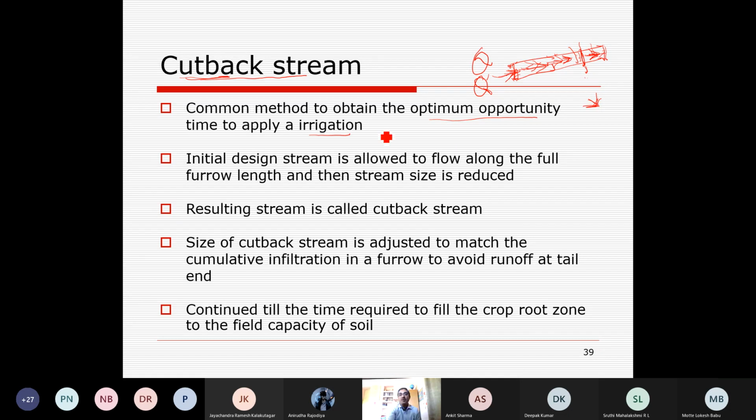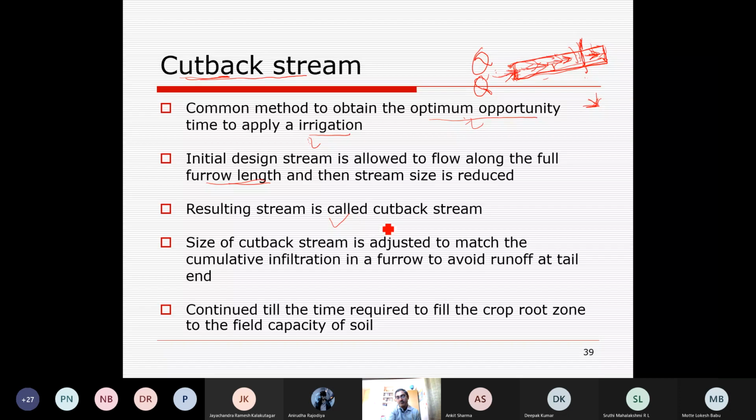So it's a common method to obtain the optimum opportunity time to apply irrigation everywhere with uniformity. In the initial design, the stream is allowed to flow along the full furrow length, and then the stream size is reduced. Sometimes you cut here, or you can go until the last and then reduce the size, so that water is held in this furrow for some time. That is as well required.